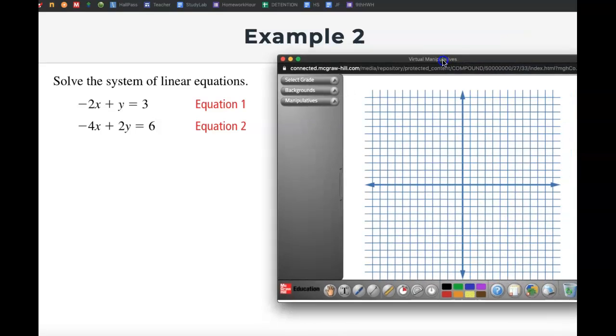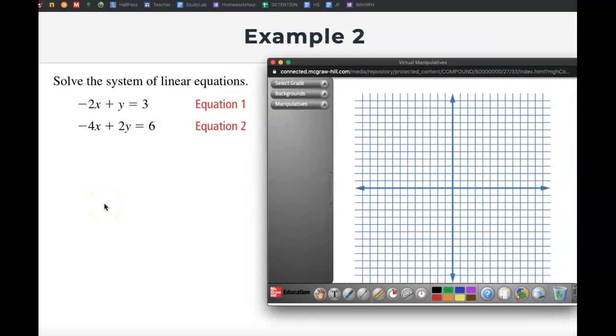Okay, so then on this one, do we have them in slope-intercept form? No. Could we get them into slope-intercept form? Okay, go ahead and do that on your notes or scratch piece of paper, whichever one you prefer.